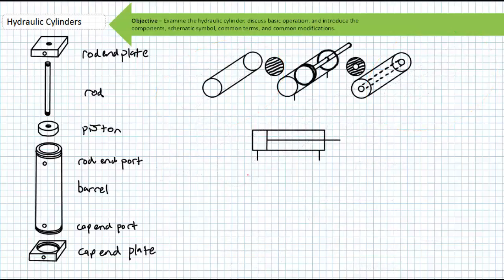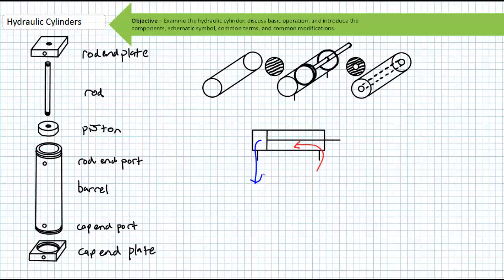Before we continue with the remainder of the content, let me ask a simple question. Which is the input port and which is the output port? The cap end port or the rod end port? The answer is it depends. It depends on which action the cylinder is performing at what time. When the cylinder is extending, the cap end port is our input and the rod end port is our output. When the cylinder is retracting, the rod end port is our input and the cap end port is our output.